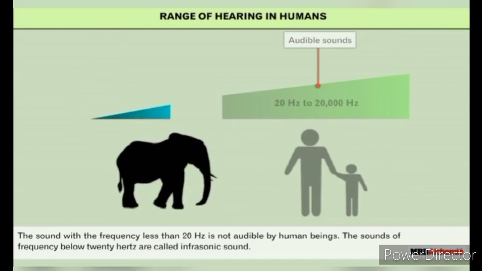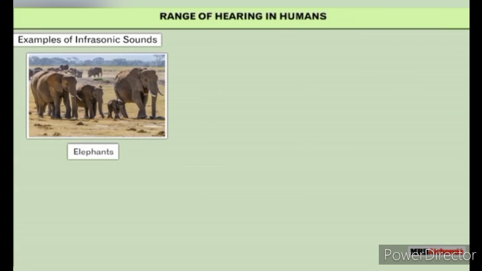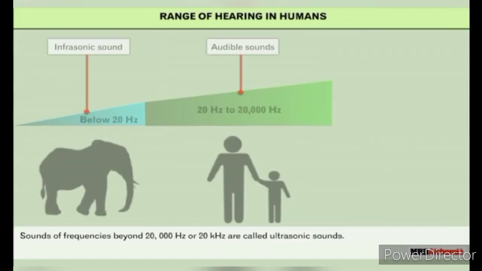The sound with the frequency less than 20 Hz is not audible by human beings. The sounds of frequency below 20 Hz are called infrasonic sound. Animals like elephants, whales and rhinos can hear these sounds.